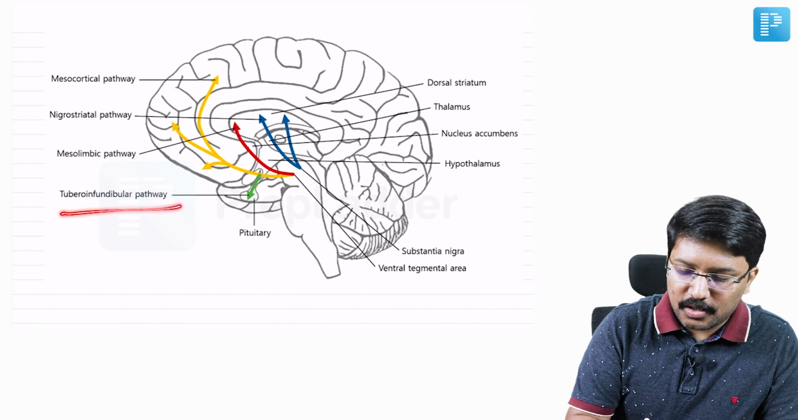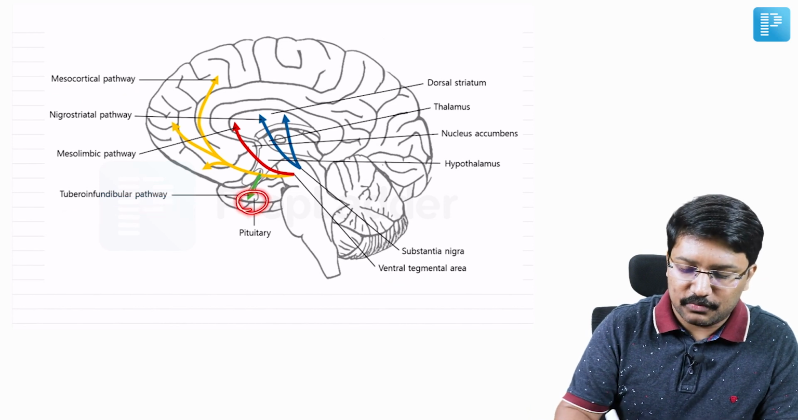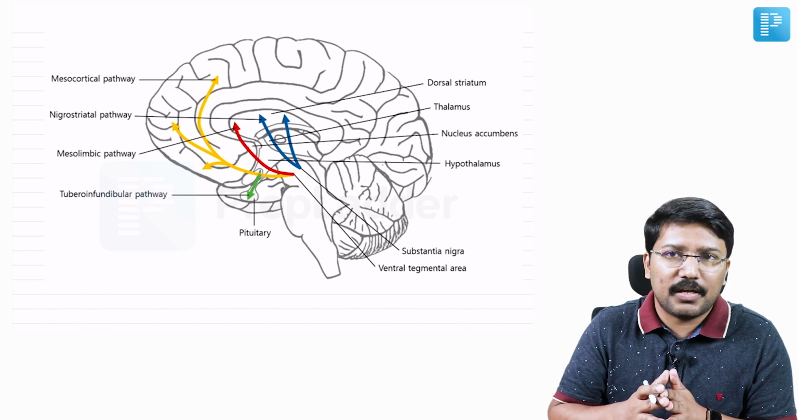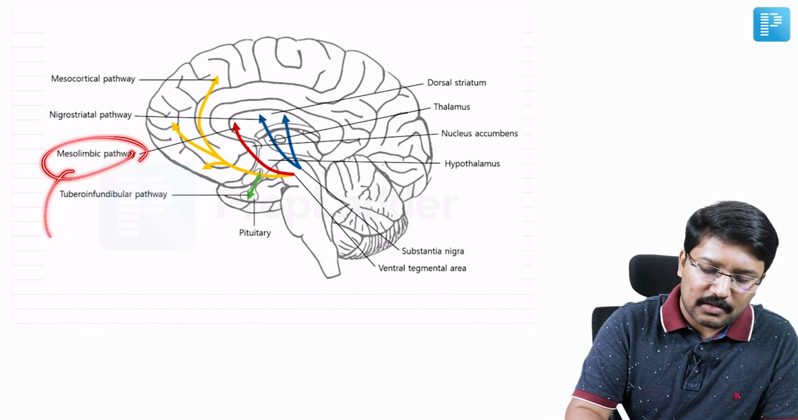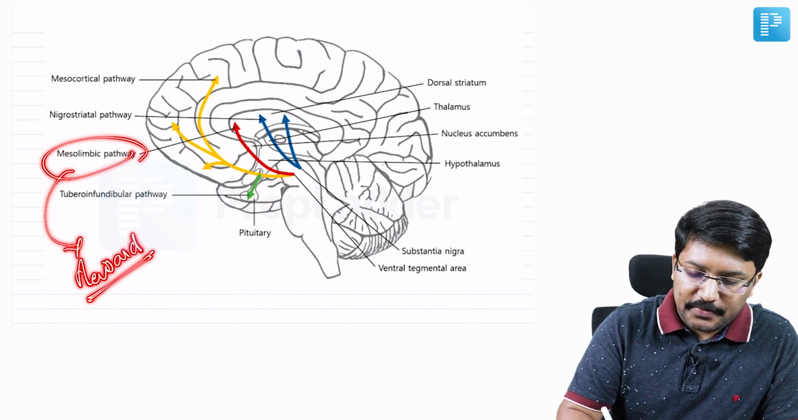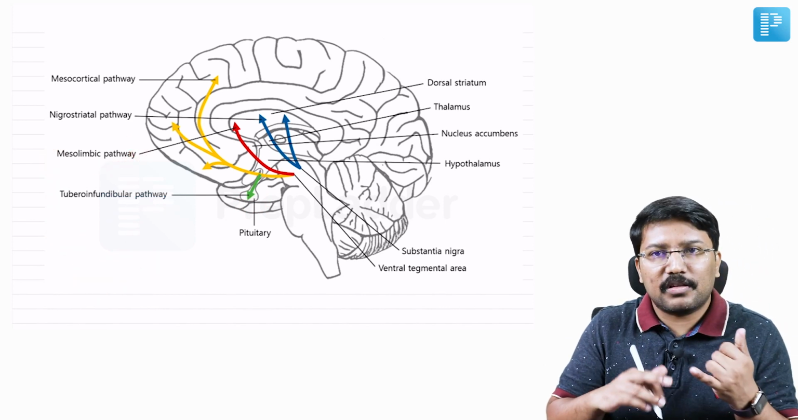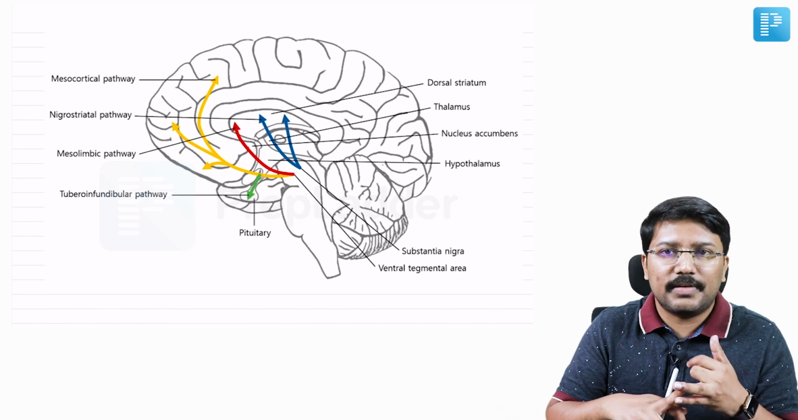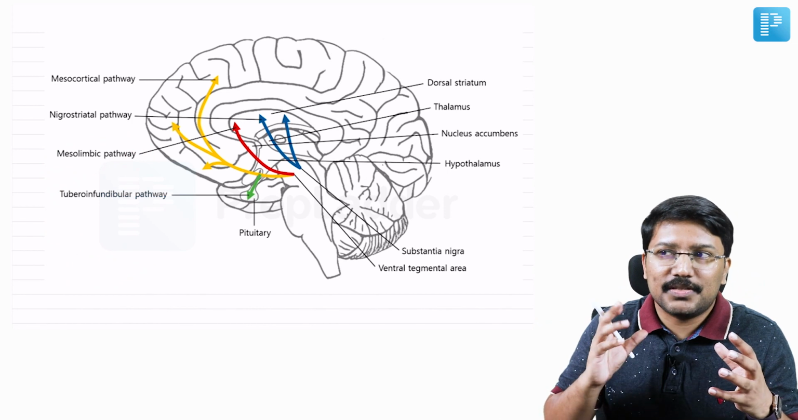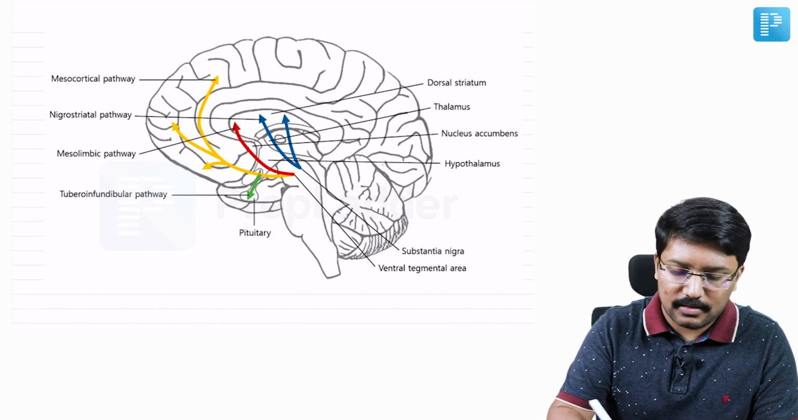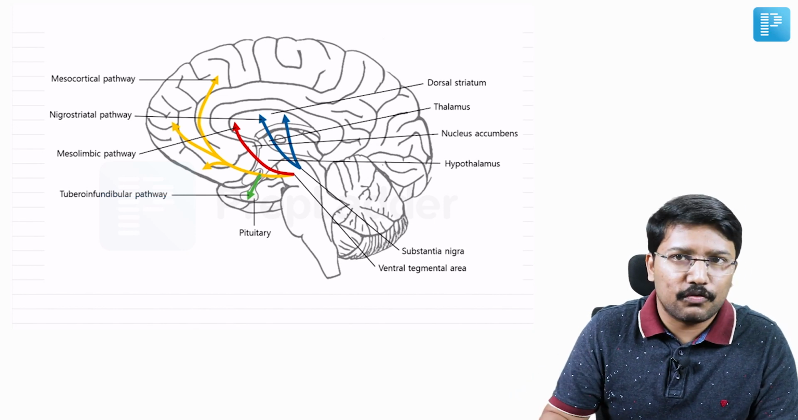And the tubulo-infundibular pathway we are all familiar with in the regulation of prolactin. These are all dopaminergic systems in the brain, and the mesolimbic is the one that we call the reward pathway. Now there are various studies evaluating abnormalities of the mesolimbic pathway and its role in chronic pain, as well as a lot of studies on abnormalities of the mesolimbic pathway in schizophrenia, right? So this is an important area to focus on.